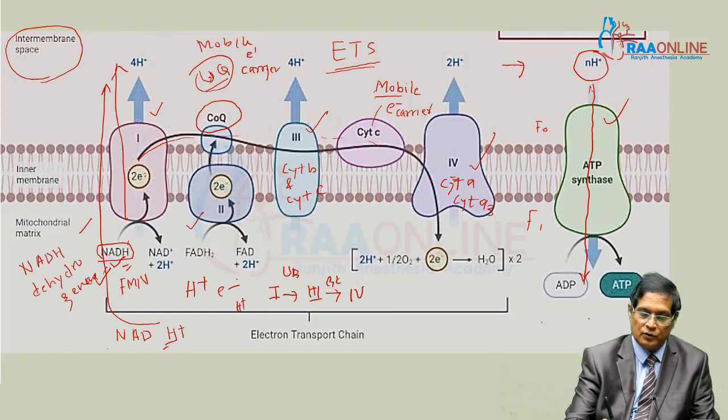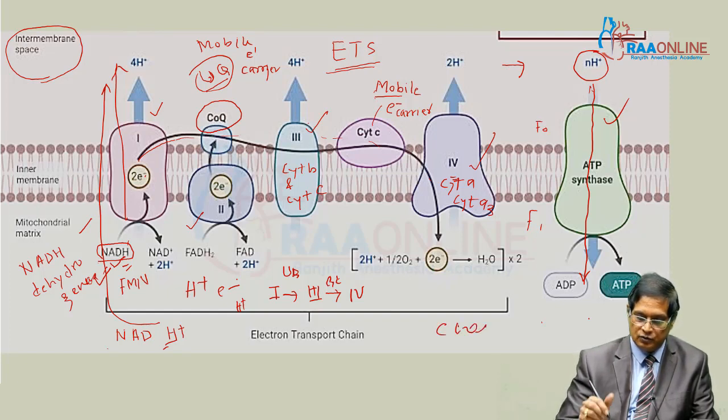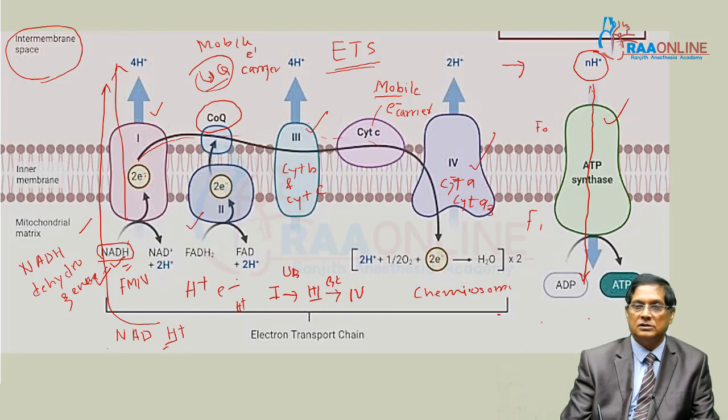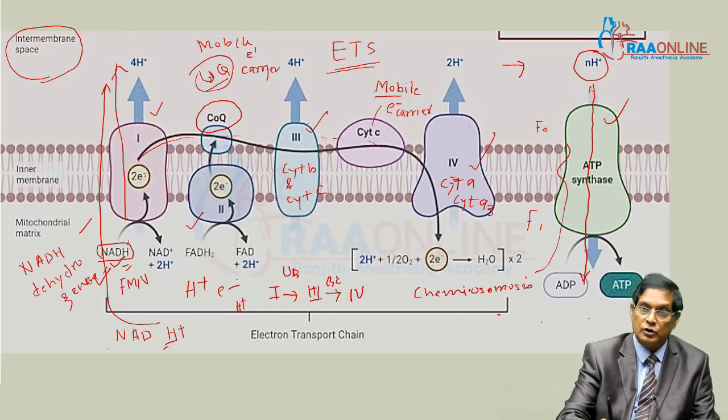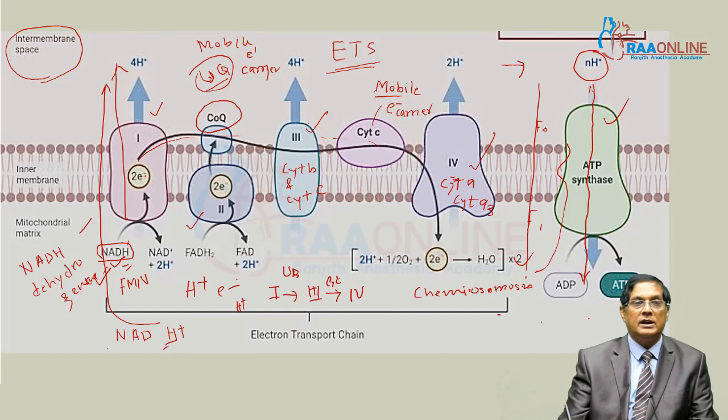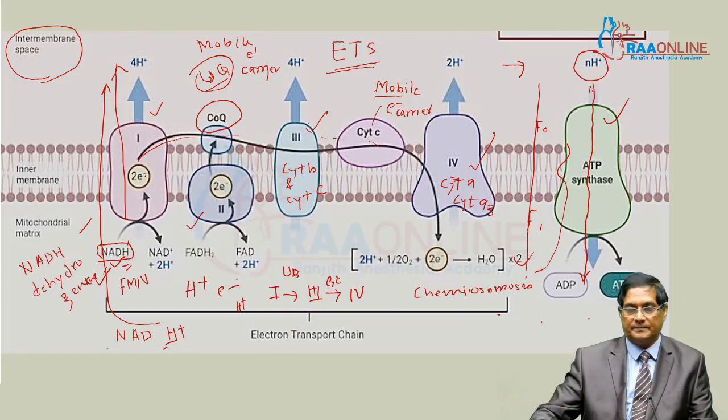This movement of protons is known as chemiosmosis. That is the movement of protons from the perimitochondrial space or intermembrane space into the matrix.